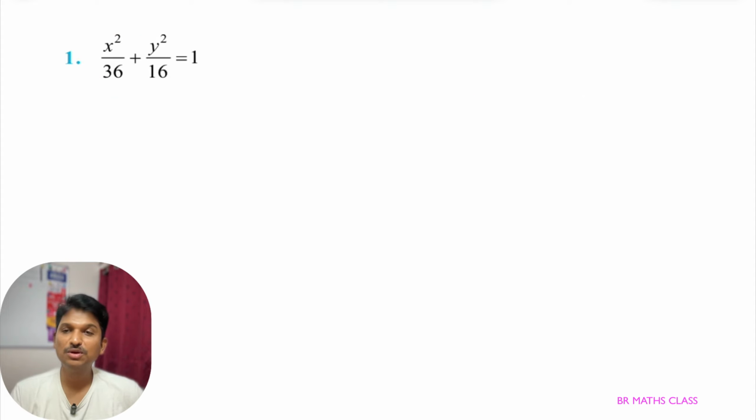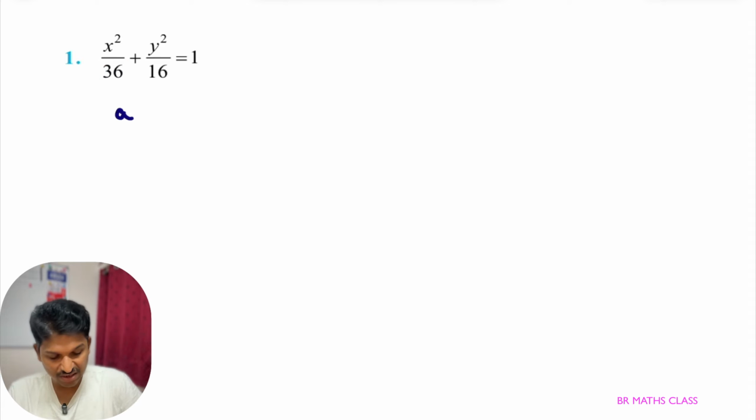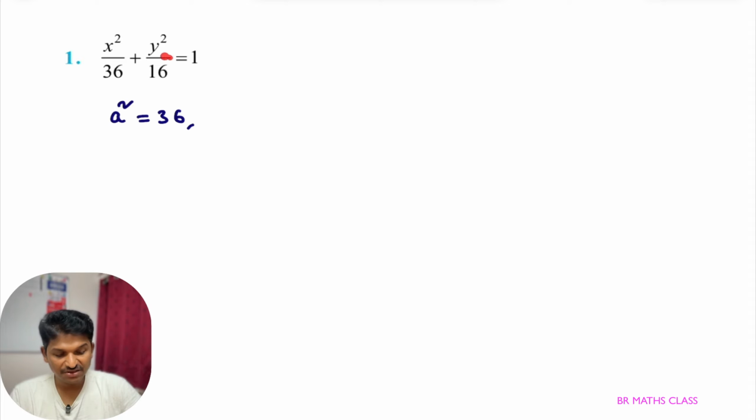In all these problems, first you need to identify this is which type of ellipse, like first type or second type. We know in first type of ellipse a is greater than b, in second type of ellipse a is less than b. First you need to decide that. See, this is x square by a square, this is a square value, right? What is a square? A square value is 36. I'll write here a square value is 36. What is b square? B square is 16. Okay, I'll write here b square is 16.